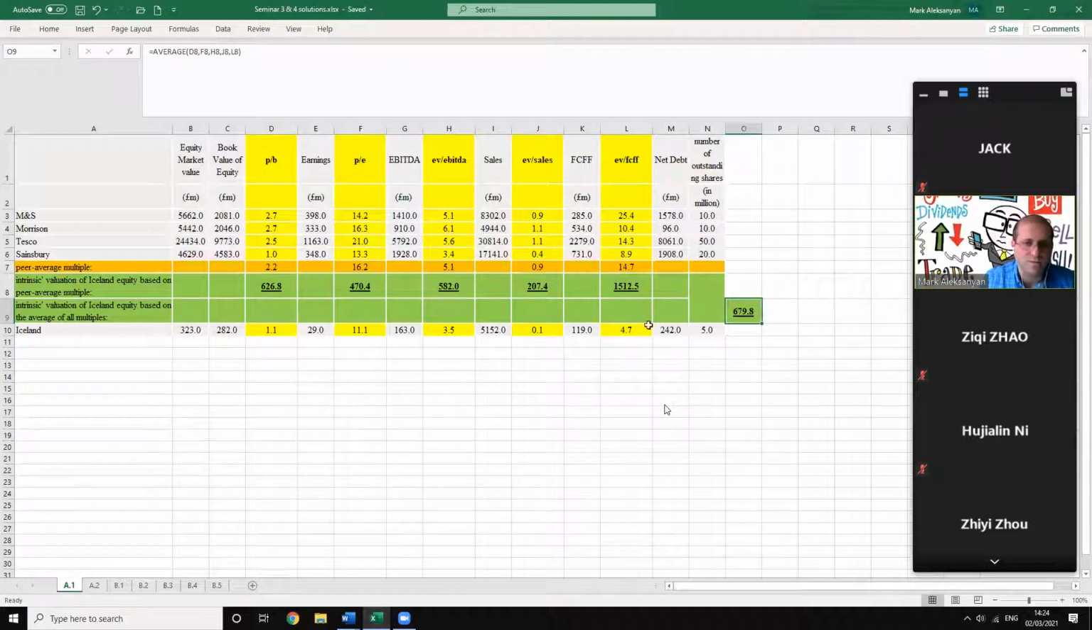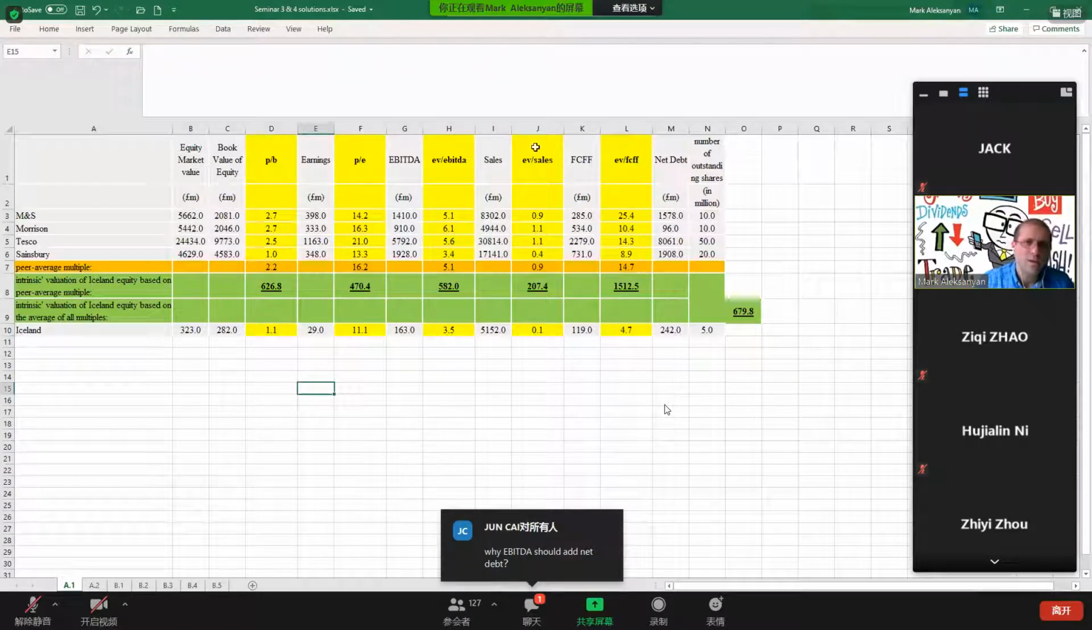So obviously it comes at a much higher valuation than the current intrinsic value. So this is how you would approach the first question. By the way, of course, I will put on Moodle the solution, this Excel spreadsheet, for you to have a look at. So I hope I haven't made any calculation mistake here.